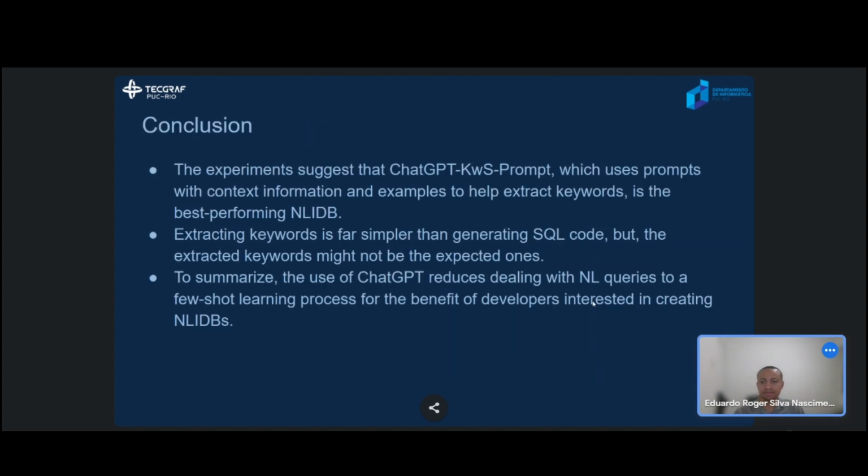And the conclusion. The experiment suggests that ChatGPT KWS prompt, which uses a prompt with context information and examples to help extract keywords, is the best performing NLIDB. Extracting keywords is far simpler than generating SQL code, but the extracted keywords might not be the expected ones. To summarize, the use of ChatGPT reduces dealing with NL queries to a few-shot learning process, for the benefit of developers interested in creating NLIDBs.